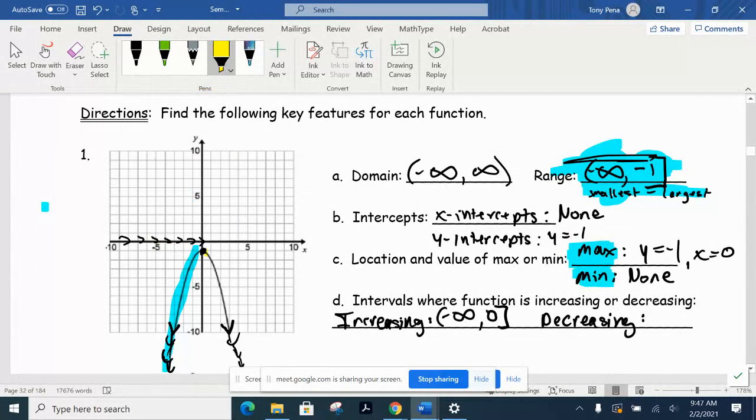Once we hit that high point, now we start to fall. So we're going to go down, down, down. So we're going to decrease the rest of the way. So then starting at 0, where we switch, we decrease forever after that. So from 0 to infinity, we are going downhill.